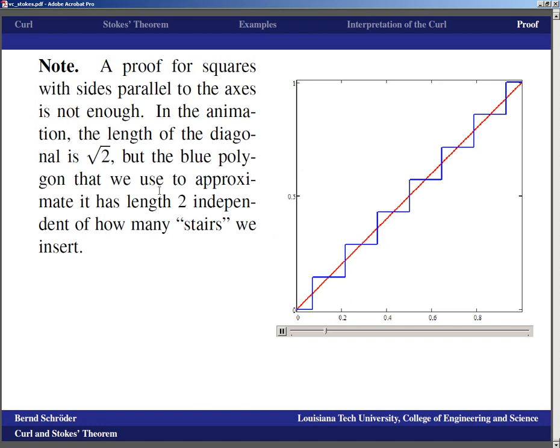Well, let's just look at that. If I have a square of side length 1 and 1 here, then of course this red line by Pythagoras has length square root of 1 plus 1, which is square root of 2. But the blue polygon that we're using to approximate has length 2 independent of how many stairs we insert, right? Because I have to go over and up, and all the ones that go over add up to 1, and all the ones that go up also add up to 1.